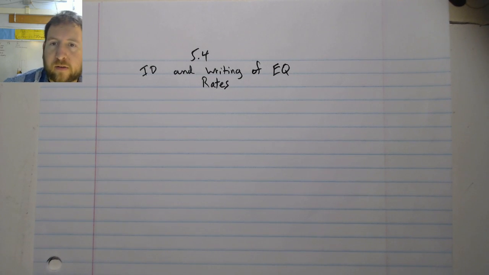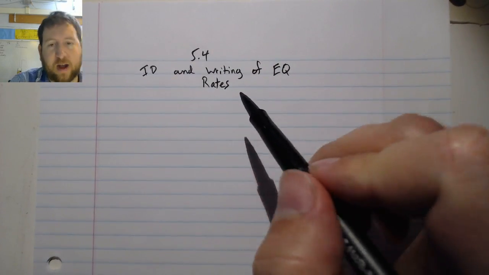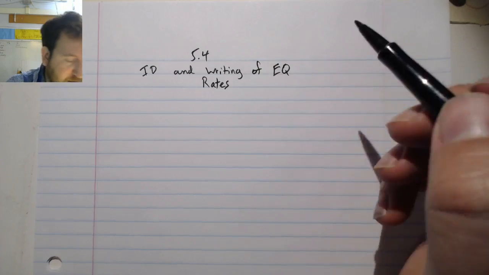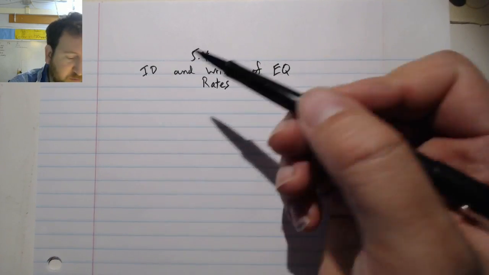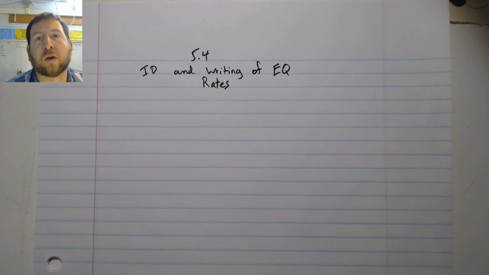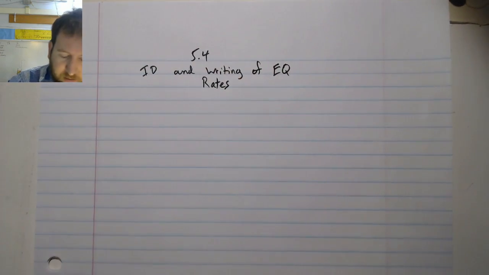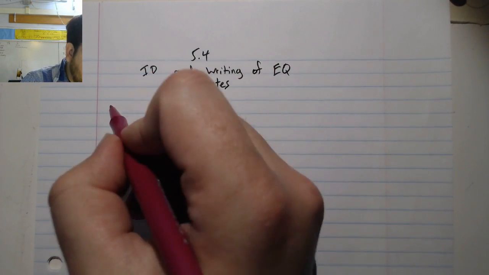All right, we're going to continue on with section 5.4, and this is identification and writing of equivalent rates. And I'm lazy, so I abbreviated two of those. Identification, figuring out, and writing of equivalent rates. We're going to talk about a new word today, and it relates a lot with ratios, and that's why it's coming up in this sense. It is the word, the rate.